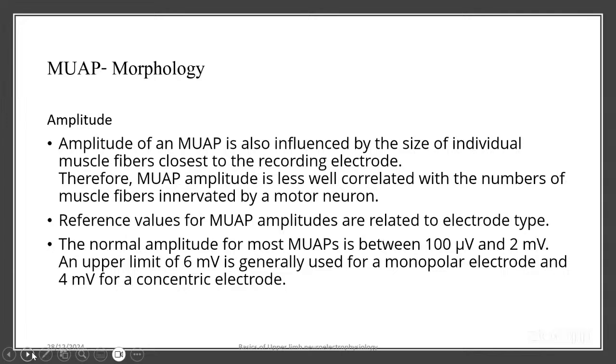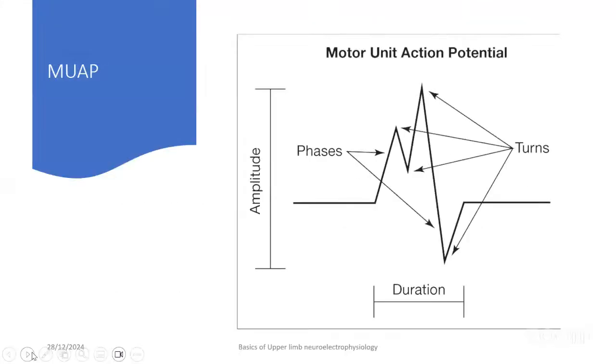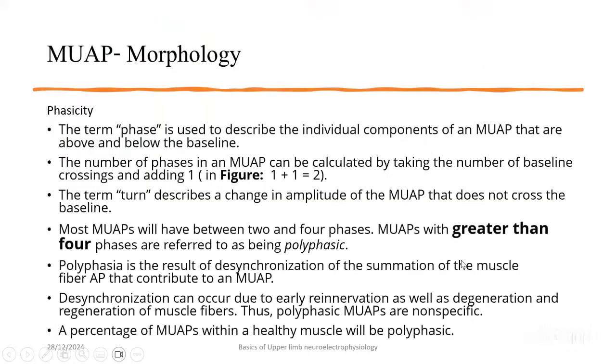Related to electrode type, the amplitude is usually about 100 microvolts to 2 millivolts. An upper limit of 6 millivolts is generally used for a monopolar electrode and 4 for the concentric electrode to declare it a giant MUAP. So these are the amplitude, the phases, the turns, the duration, which you have to analyze.